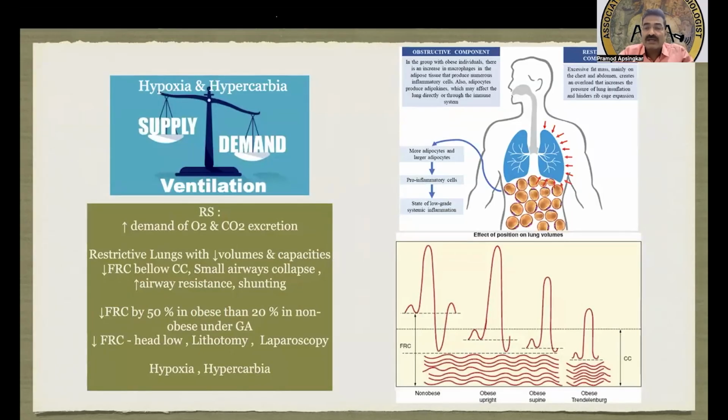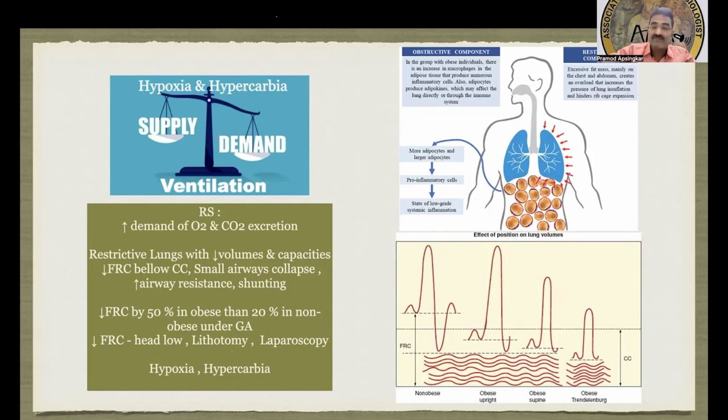So as you know, the fat is there all over, in the chest, outside the chest, in the abdomen, compressing the lung from all sides. So all the volumes and capacities of the lungs are reduced. Mainly the functional residual capacity, that is the amount of air remaining for gas exchange. And if that is reduced, the overall gas exchange is reduced. And that FRC is reduced further when the patient lies down.